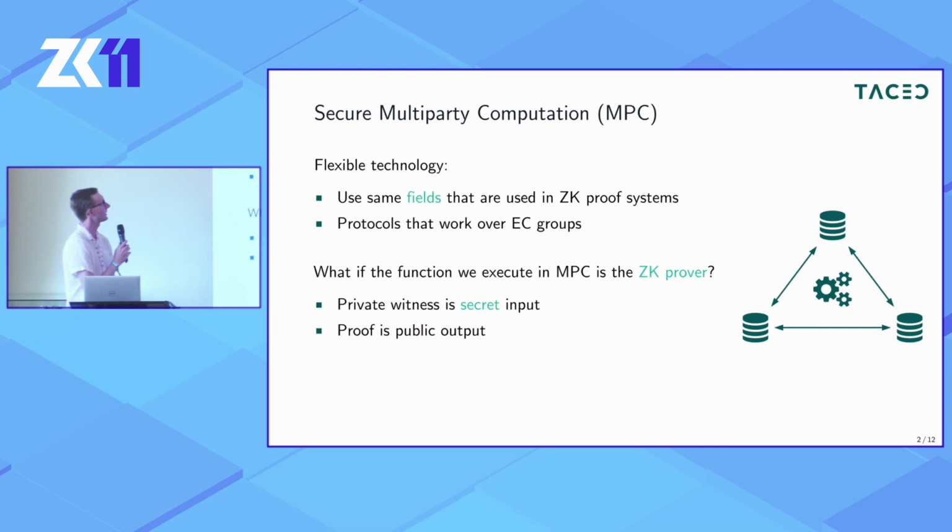MPC is also a very flexible technology, and you can use, for example, the same fields for your MPC protocol as you do in zero-knowledge proof systems. You can also build MPC protocols that work over elliptic curve groups, allowing you to do things like scalar multiplications. One thought process over the last few years is: what if the function we execute in the MPC protocol is actually the ZK prover itself? We have our private witness, the secret input, which you share among the MPC nodes, and then the proof is just the public output.